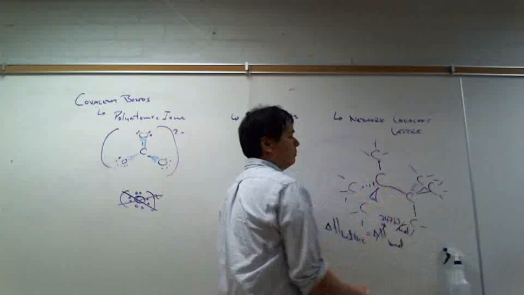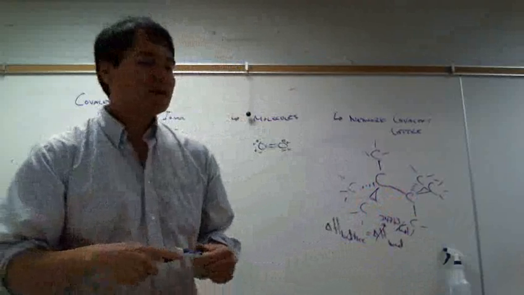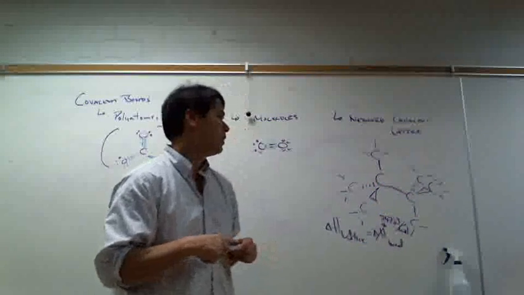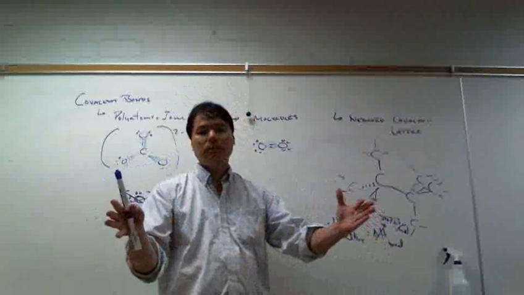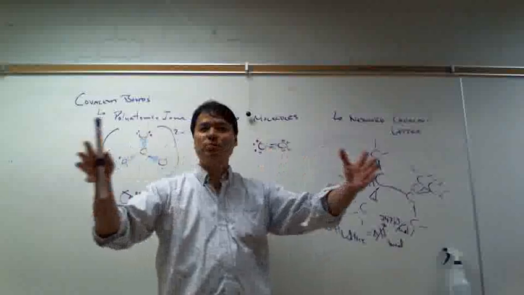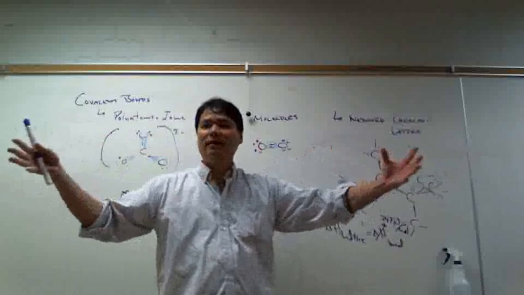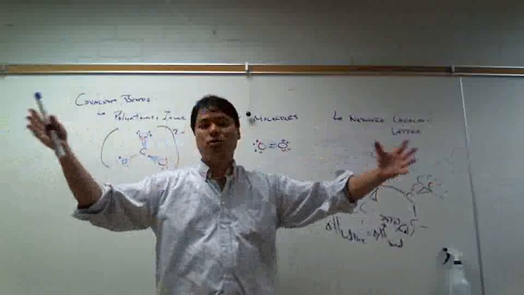Wait, so we can't break it? Not even the lattice? Well, the other way to break this is not to shoot photons. The other way is just to heat it up. You get it hotter and hotter so that the vibrations get so big that it breaks the bond. You've got these crazy vibrations.